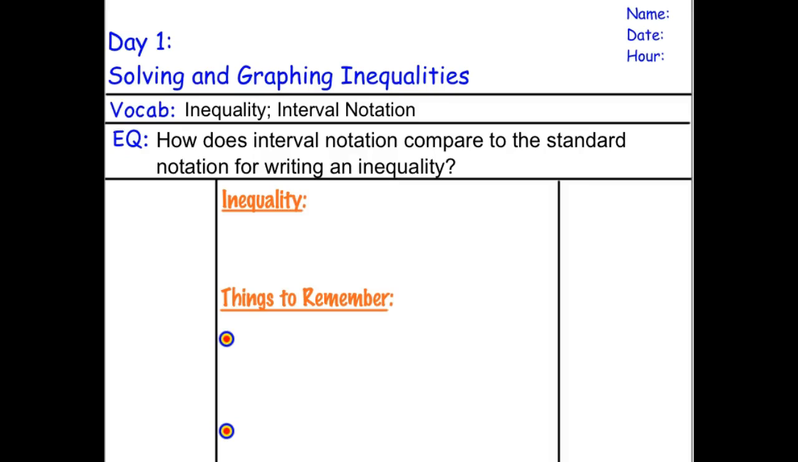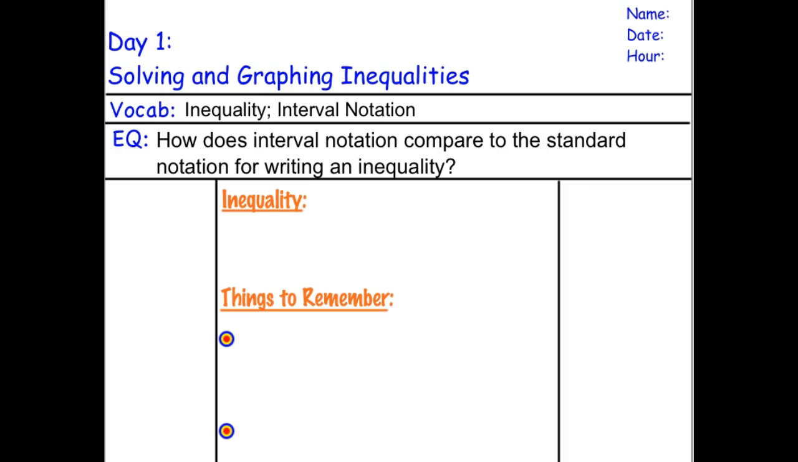Welcome to Unit 3, Day 1, Solving and Graphing Inequalities. Today, we're going to talk about inequalities and interval notation. And the EQ question for today is, how does interval notation compare to the standard notation for writing an inequality?